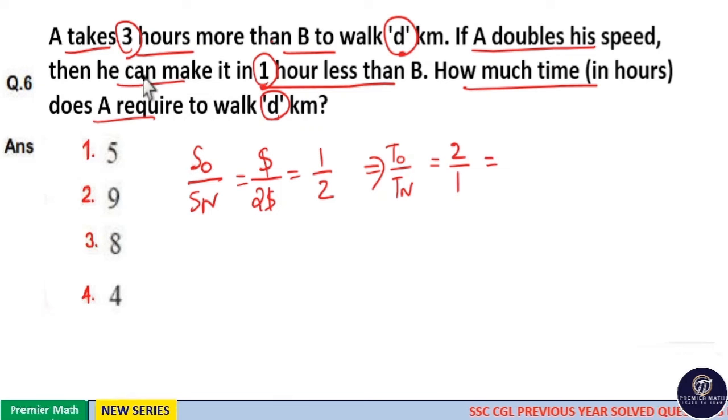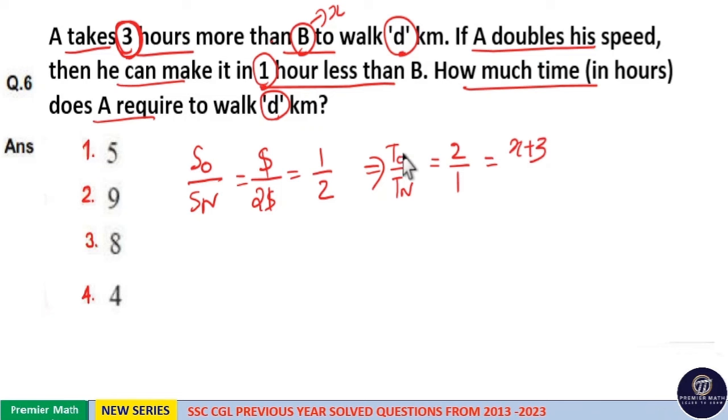This 2:1 is given in this question as follows: if B takes X time, then A, at his usual speed, takes 3 hours more than B, that is X plus 3. At his new speed, that is double the speed, he takes 1 hour less than B, that is X minus 1.